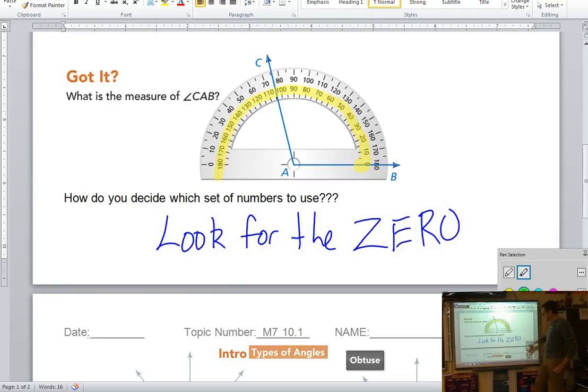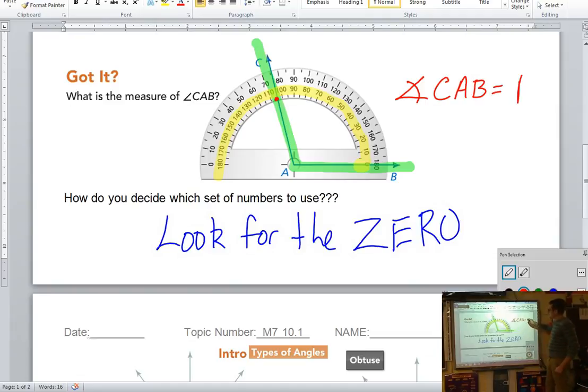So now, if we're looking at this angle from here to here, I see where my line goes through. In the yellow set of numbers is right here between 100 and 110, and that's going to tell me. Now, if I don't want to write the M for measure, I do the little arc. That tells me the size of the angle CAB is 105 degrees.